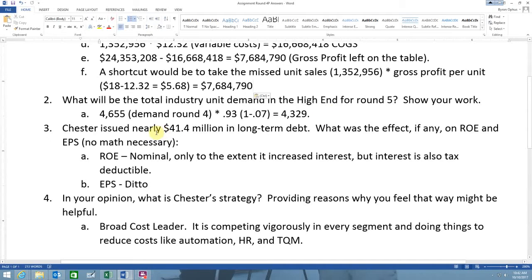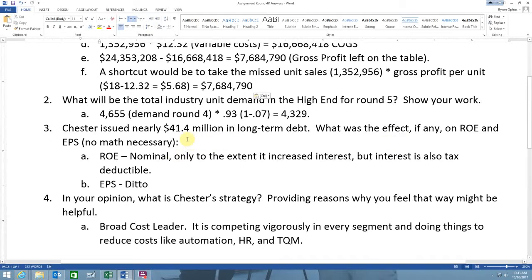And the reason for that is, if I add $41.4 million in long-term debt, I have to add an equal amount of assets. Either it's going to be in cash or I'm going to invest it in something. Whatever it is, it's going to be an equal amount of assets. So my equity is not going to change, unless I use the money to buy back stock or something, which I'm not doing here. My shares aren't going to change.